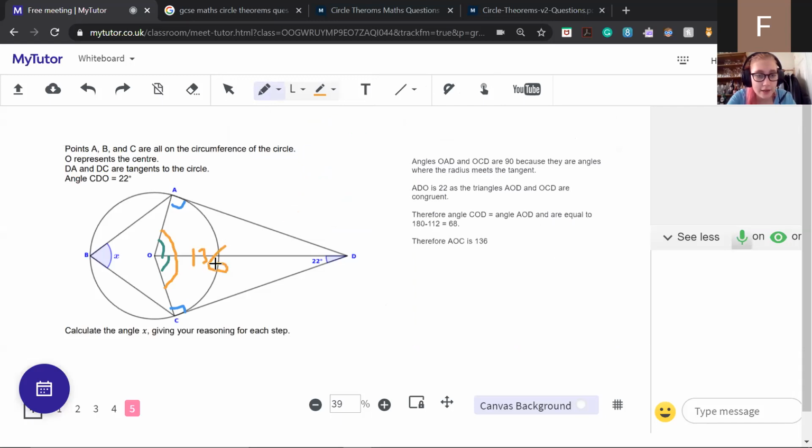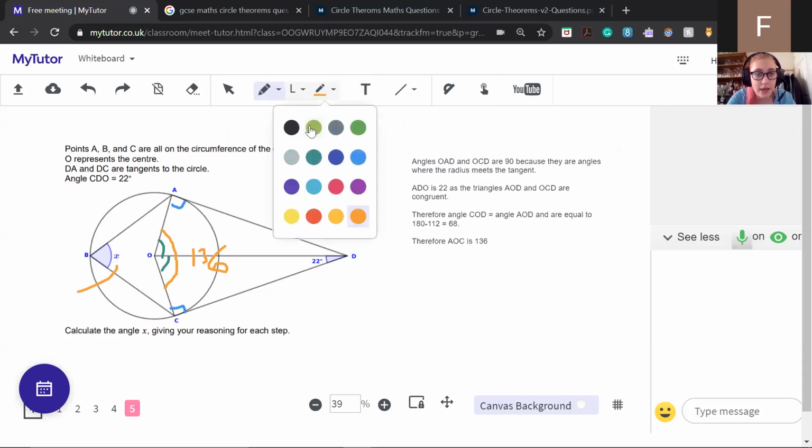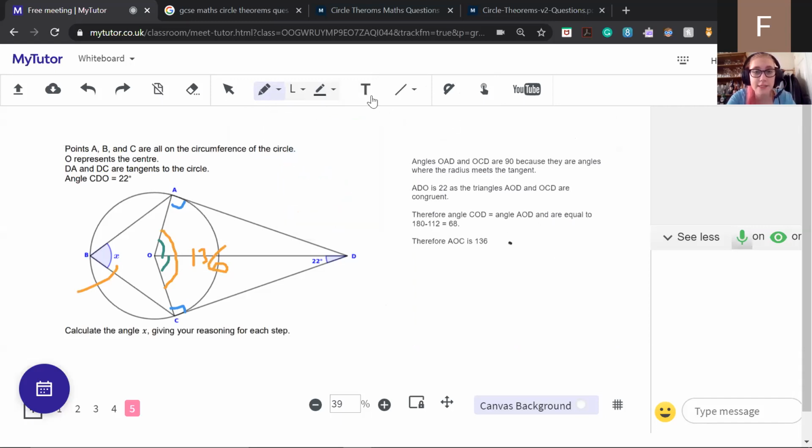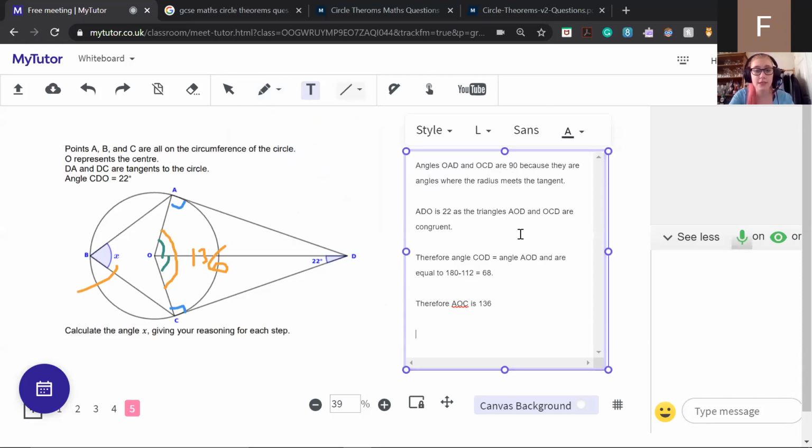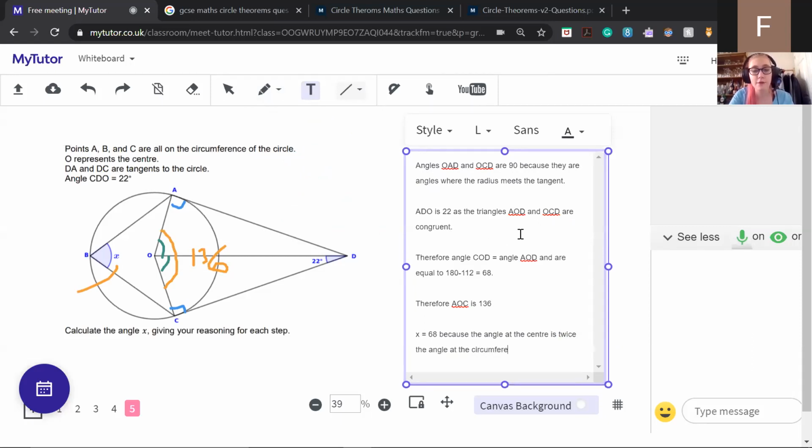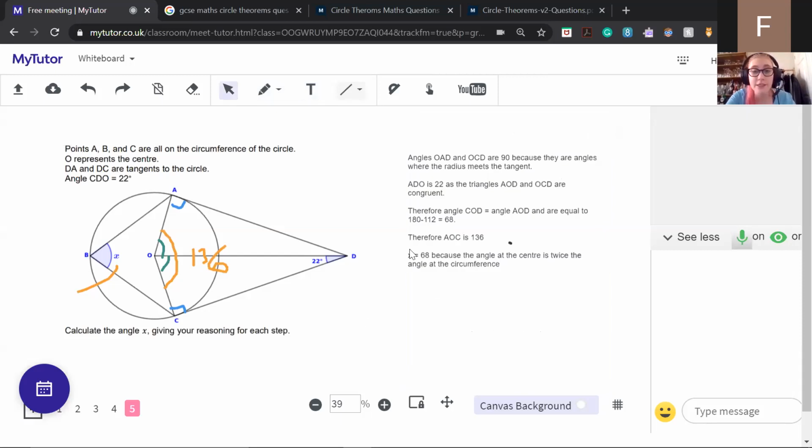And then finally, this here, so our angle X is going to be half of that based on our circle theorem that we did right at the beginning. So X equals 68 because the angle at the center is twice the angle at the circumference. And a lot of you got that, which is really, really good. So there's a lot of steps that you can see where you have to explain it again and again.